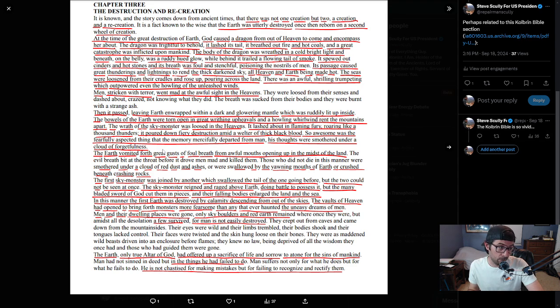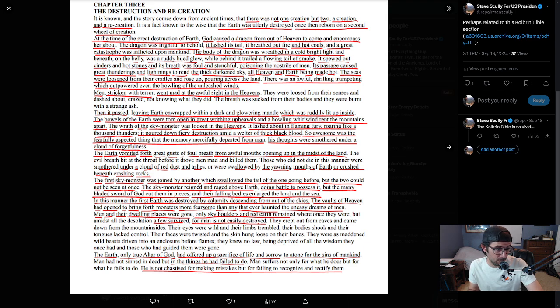The earth vomited forth great gusts of foul breath from awful mouths opening up in the midst of the land. The evil breath bit at the throat before it drove men mad and killed them. Those who did not die in this manner were smothered under a cloud of red dust and ashes, or were swallowed by the yawning mouths of earth, or crushed beneath crashing rocks. The first sky monster was joined by another, which swallowed the tail of the one going before, but the two could not be seen at once.